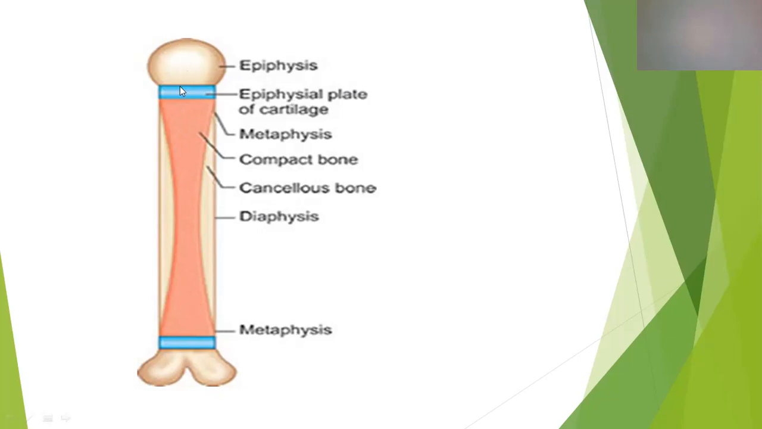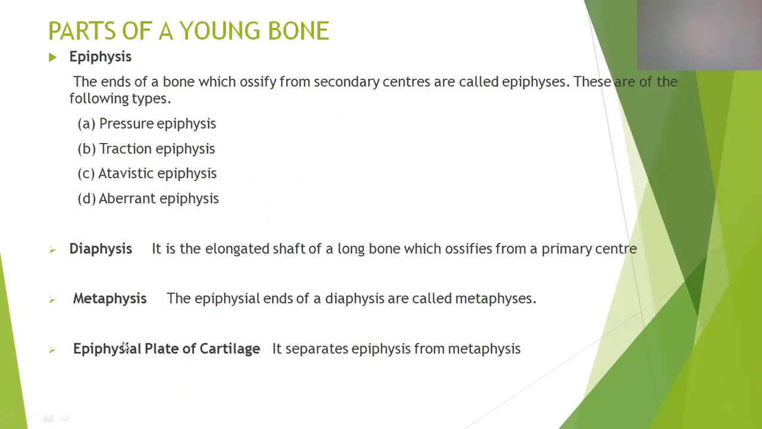What are they? The epiphysis or ends, the diaphysis or the shaft, then the metaphyseal ends, then the epiphyseal plate of cartilage. Those are the different parts of a developing long bone.